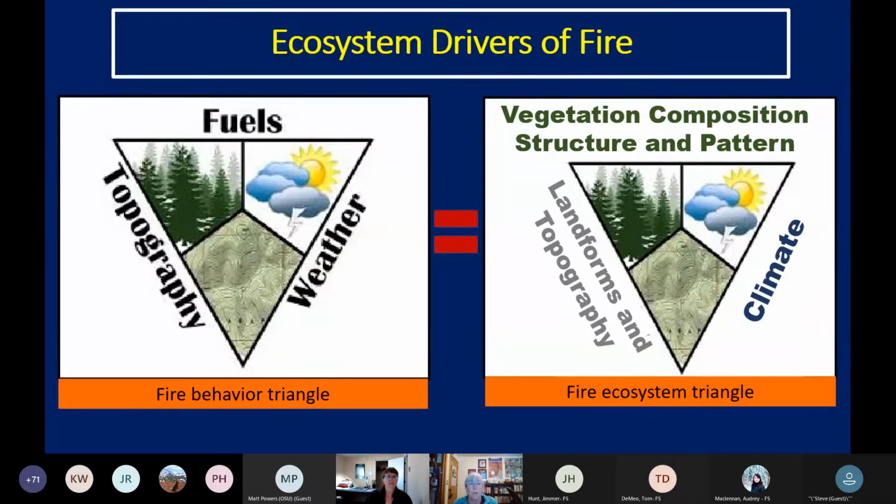So some of you may be familiar with the fire behavior triangle, which speaks to the components that are important as a fire is burning. I think those very elements can be used when we take a longer, more ecosystem approach to looking at the drivers of fire. So weather and topography and fuels translates then to climate and landforms and topography and vegetation composition, structure, and pattern. So we'll be talking about each one of those.